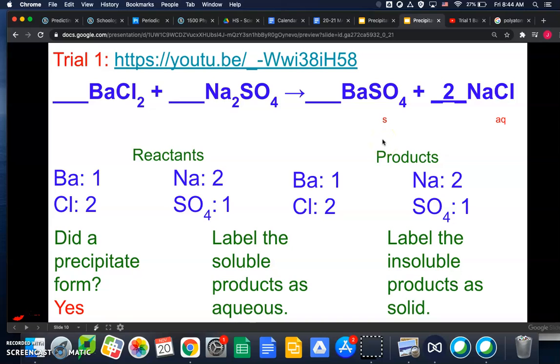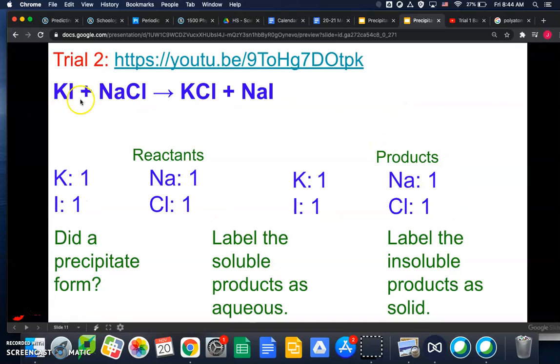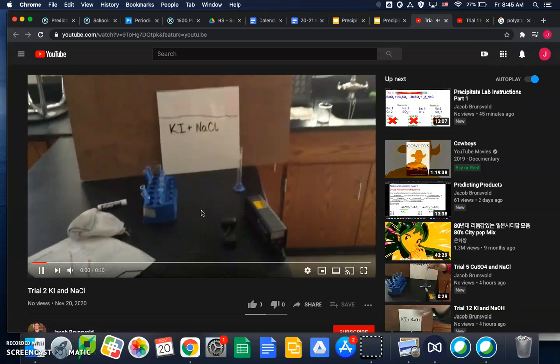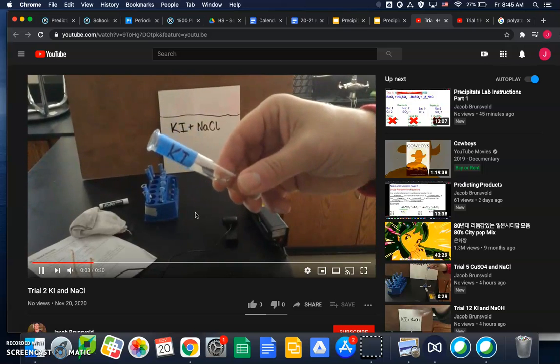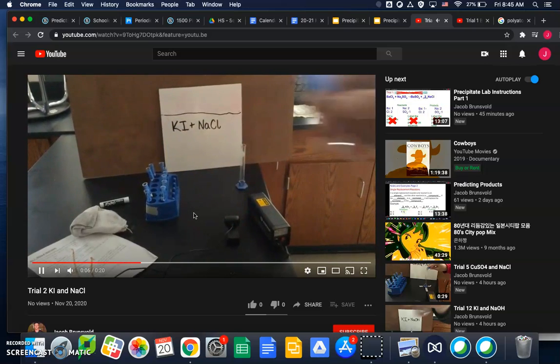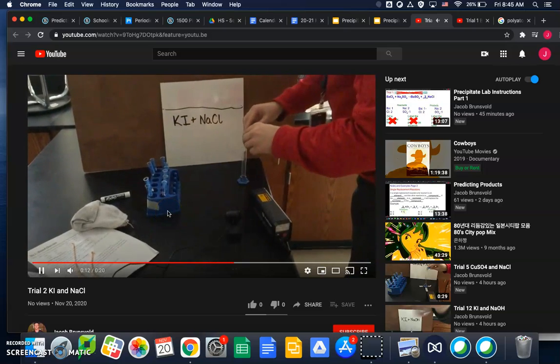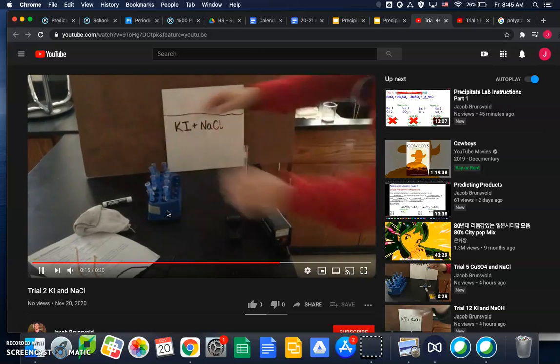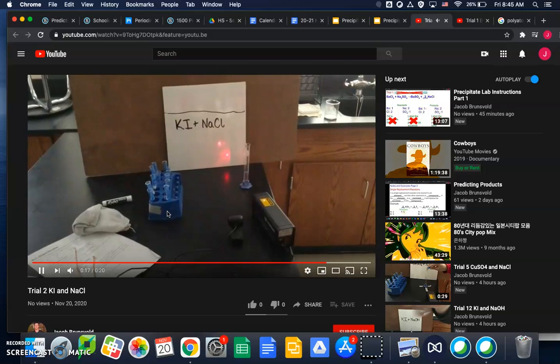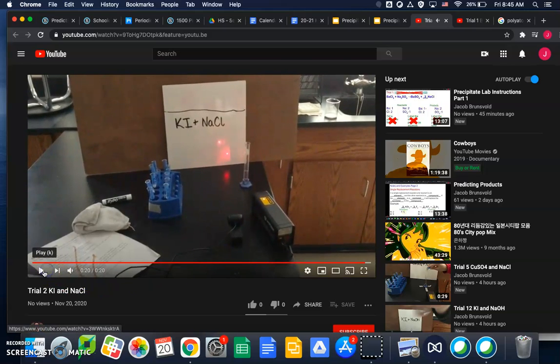Okay, so let's just go through a couple of the other trials. Next up we have potassium iodide mixing with sodium chloride. So let's take a look here. Watch the reaction, see if any clouds form. So here we have the potassium iodide, and that's the sodium chloride. Dump them together, or Mr. Green dumps them together. And then if we look, what we should see is a clear solution. I don't see any clouds in there.